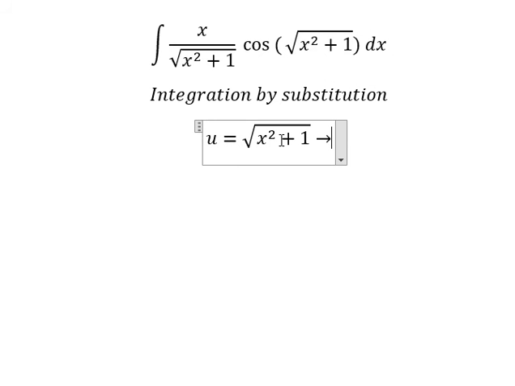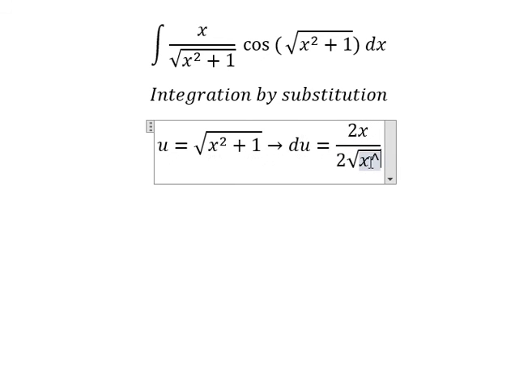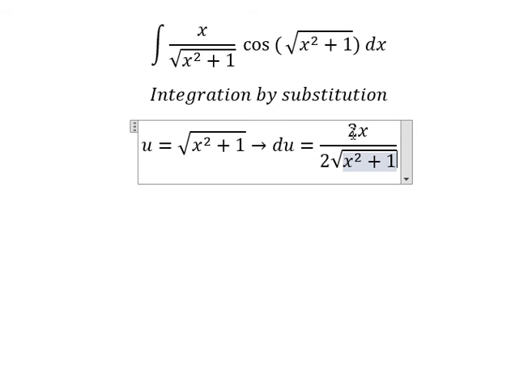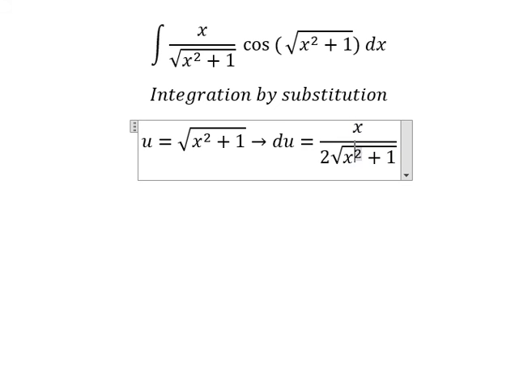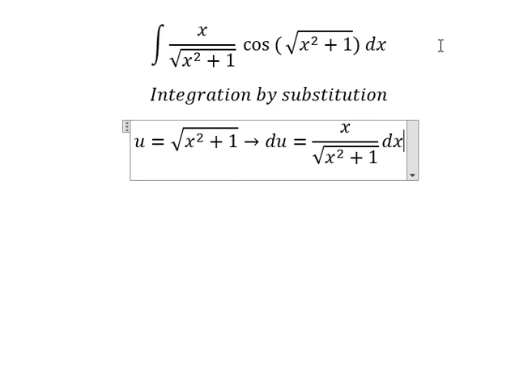If I take the first derivative of both sides, you will have 2s, because we take the first derivative of s squared plus 1, and you get 2s over 2 times the square root of s squared plus 1, because 2 is simplified by 2. So we can write it like this, and we put ds.